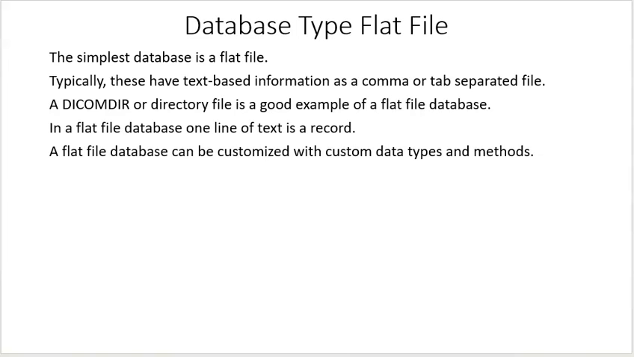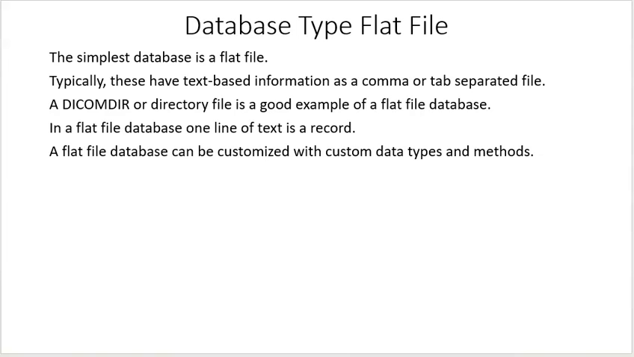Database type: flat file. This is the simplest database. Typically, these have text-based information in a comma or tab separated file. Think Excel sheet when I say comma or tab separated file. A DICOM dir, or DICOM directory file, is a good example of a flat file database. In a flat file database, one line of text is a record.